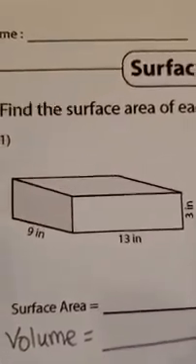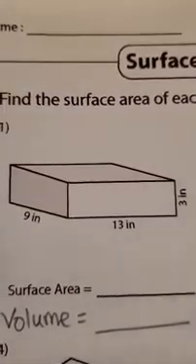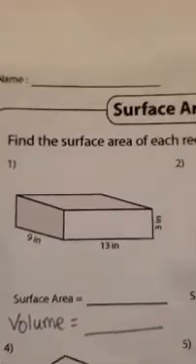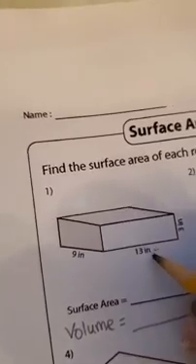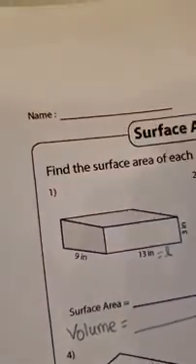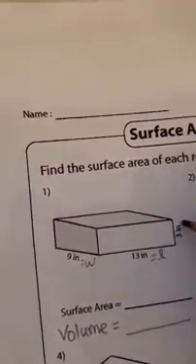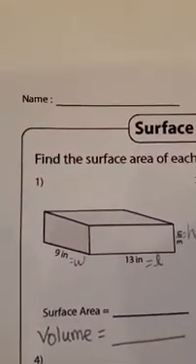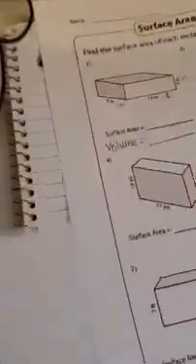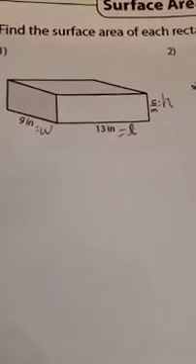So here we have a rectangular prism. I'm going to label the length, the width, and the height. Okay, so I'm going to say that the length is 13. I'm going to label the width as 9. And I'm going to label the height as 3. Okay, so I'm going to go to a new sheet of paper for this, just so you guys can see my work. Okay, so here we go.